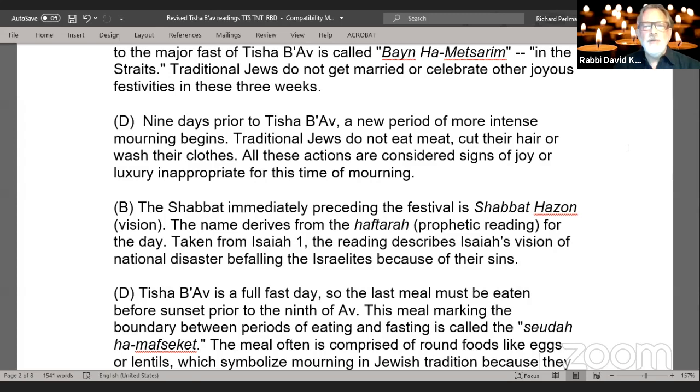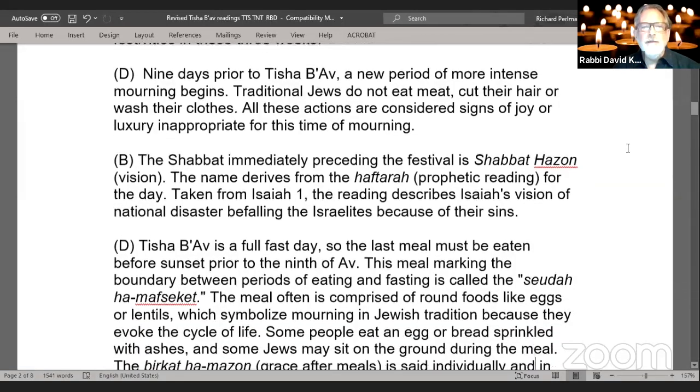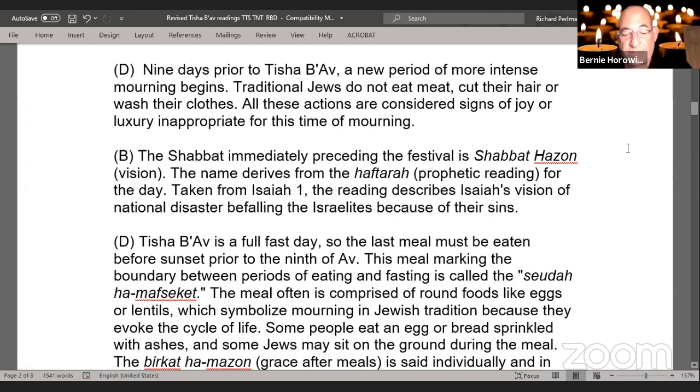Traditional Jews do not eat meat, cut their hair, or wash their clothes. All these actions are considered signs of joy or luxury, inappropriate for this time of mourning. The Shabbat immediately preceding the festival is Shabbat Hazon, which means vision. The name derives from the Haftarah, the prophetic reading for the day. Taken from Isaiah 1, the reading describes Isaiah's vision of national disaster befalling the Israelites because of their sins.